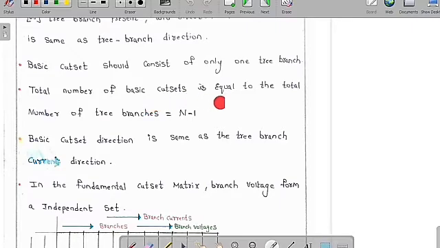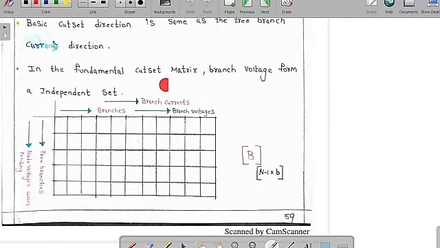The total number of basic cut sets is equal to the total number of tree branches, which is equal to n minus 1. So the basic cut set direction is the same as the tree branch current direction. This point I have also already told you. In the fundamental cut set matrix, the branch voltages form an independent set, whereas in the fundamental tie set matrix, as I have already told you, the link currents form an independent set.